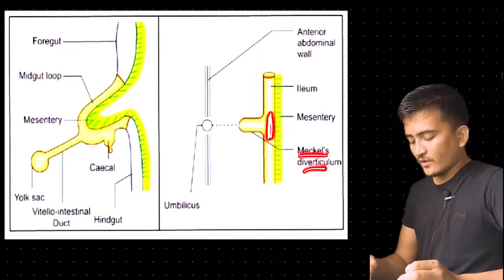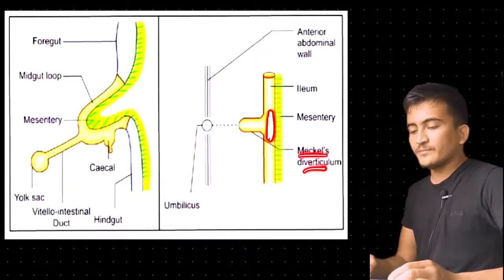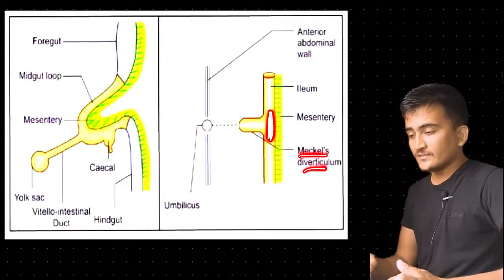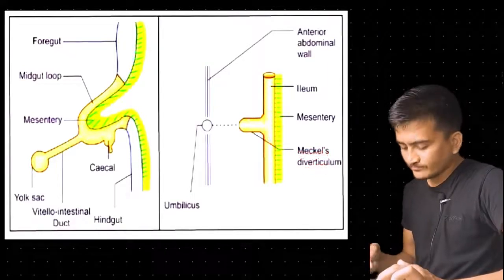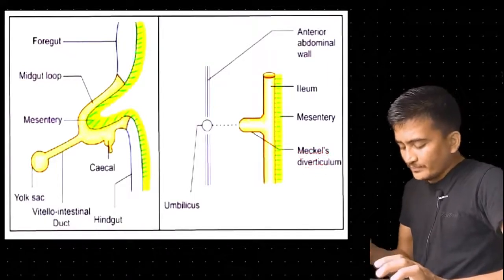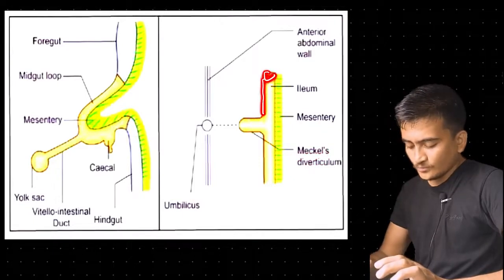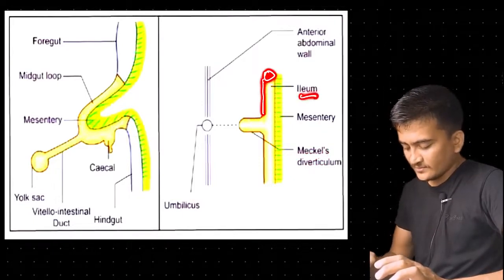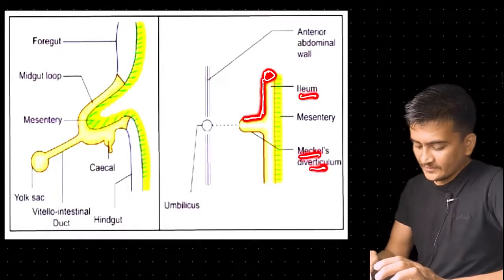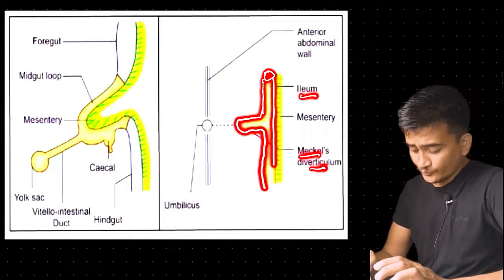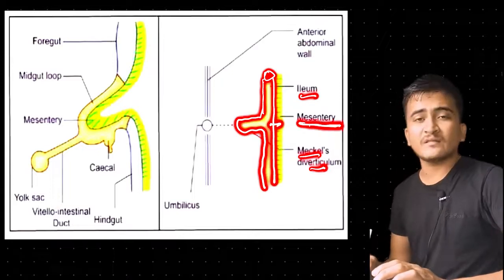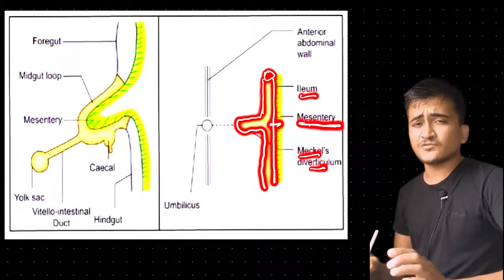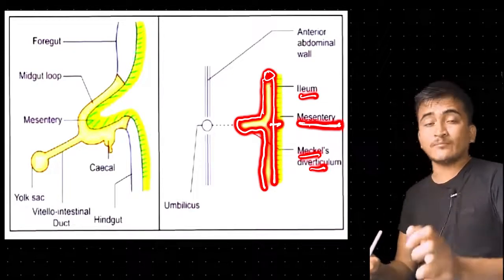This area would be our midgut, and behind this is our gut tube. Since this is the ileum, this is Meckel's diverticulum. This whole structure is the gut tube, and behind the gut tube we have the mesentery. What is this mesentery? We will talk in detail about the development of the mesentery.